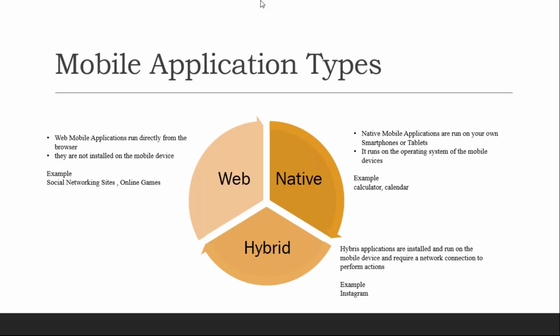First we should know what native is. Native applications run on your own smartphone or tablet. They will be there in your device itself, installed on your mobile and running on the operating system of the mobile device. As I told, they use some basic level coding, like C programs. Examples of native apps are your calculator and your calendar, which come as default, inbuilt apps with the mobile itself. Those are called native apps.